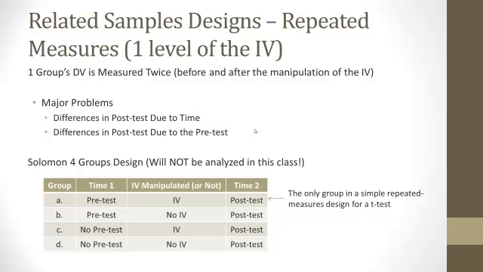Another problem is that the differences in the post-test could be due to the pre-test itself. So if we're thinking about the drug example, maybe the fact that they had some sort of physical activity the first time improved how much time they could spend doing physical activity before they were in pain the second time, because they were in slightly better shape or more used to the activity that they were being asked to do as part of the study.